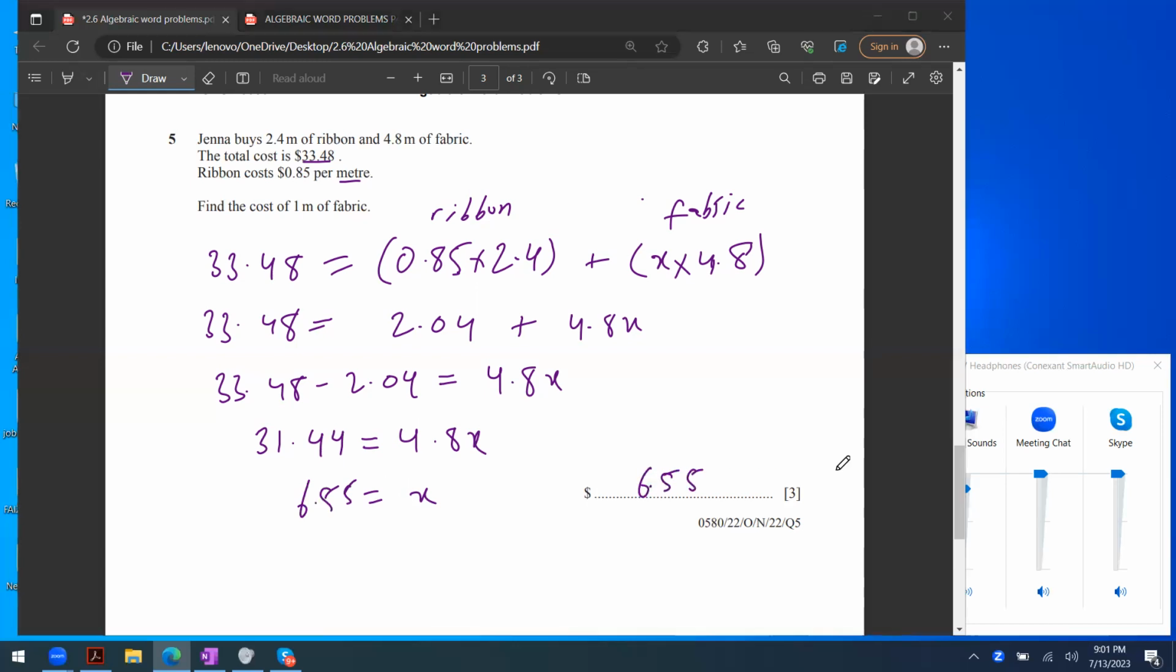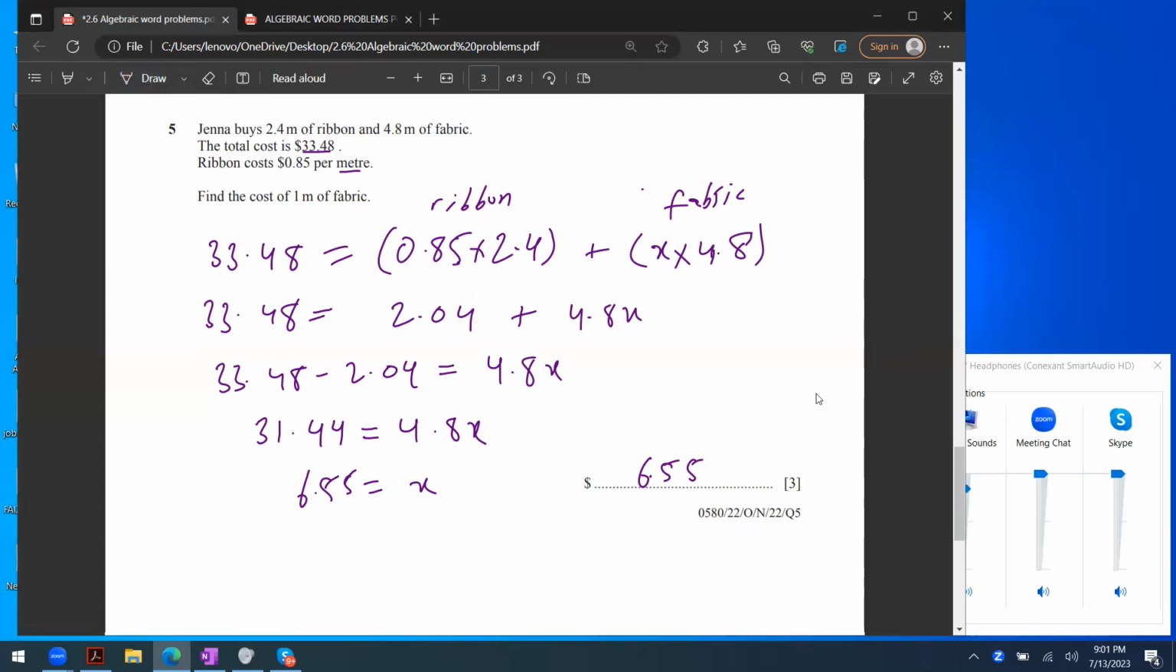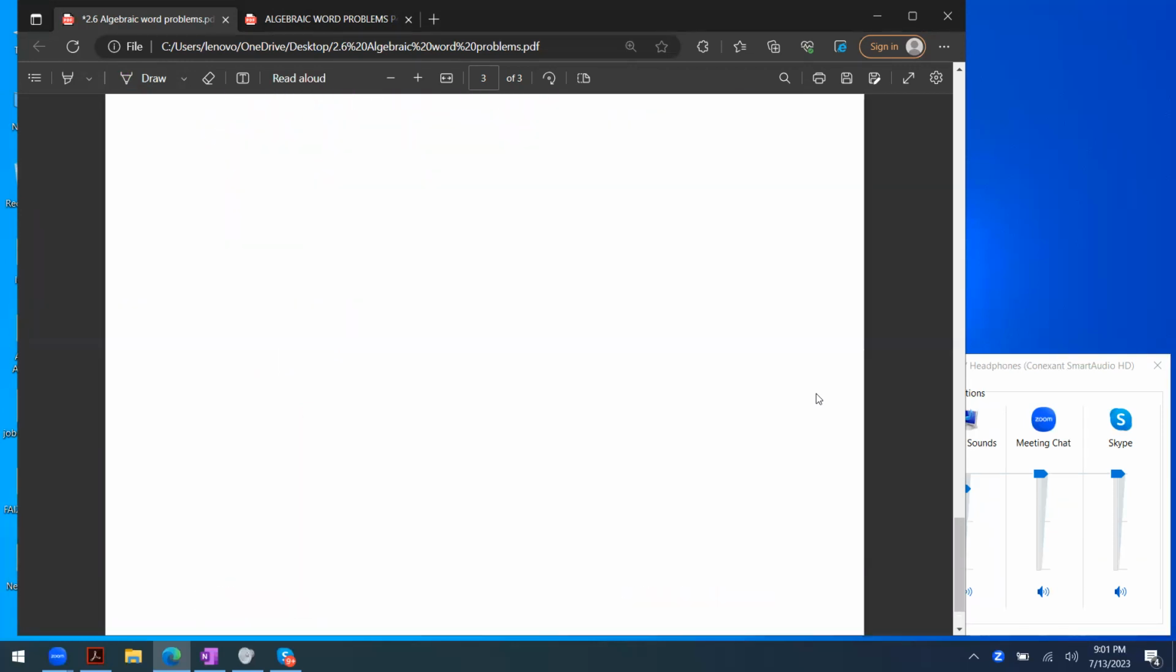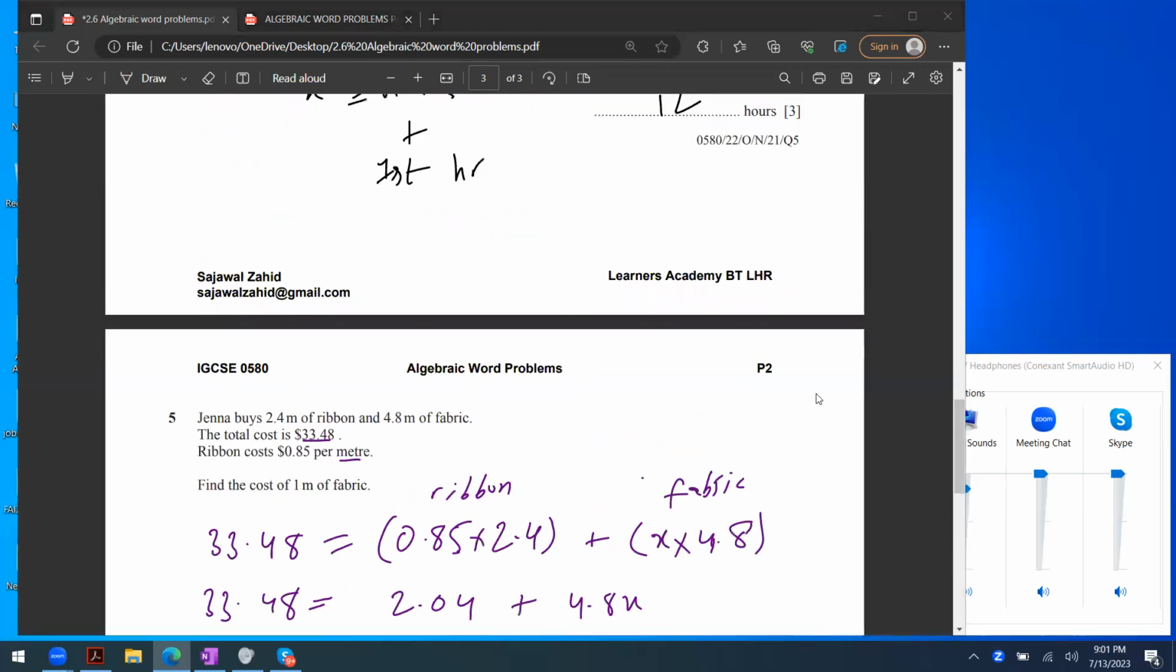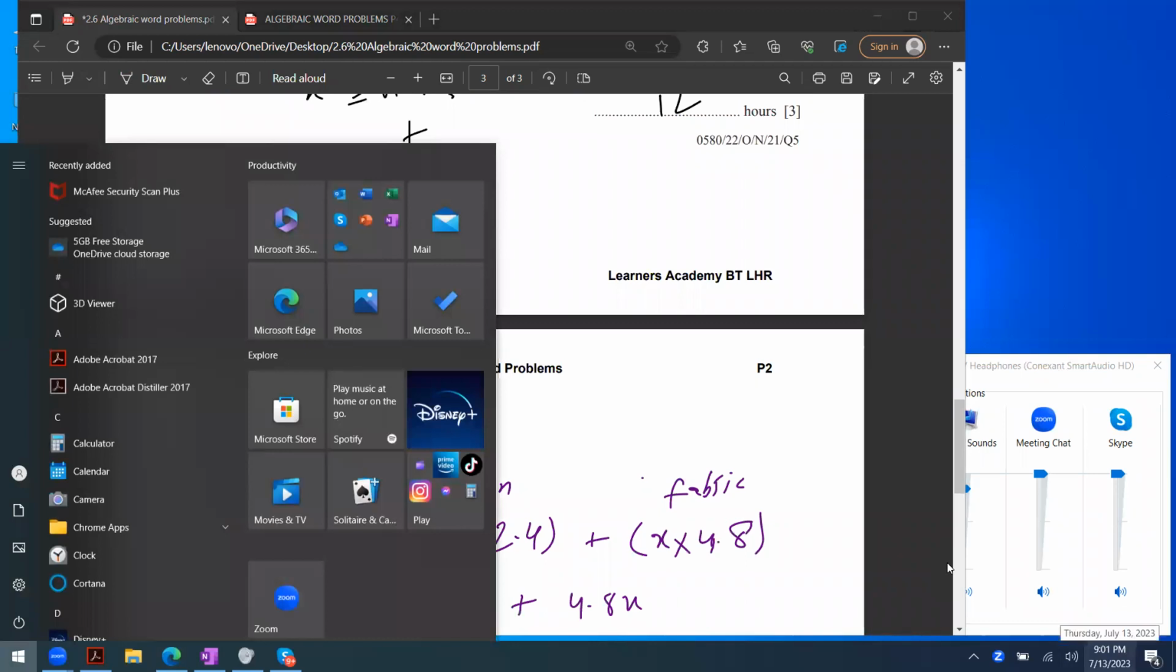Okay, Hasib, well done. That's the correct answer. And the rest, Aisha, Safi, I hope you are clear. Yes, sir. We have finished P2 questions. Now we can move to P4. That will be a little longer.